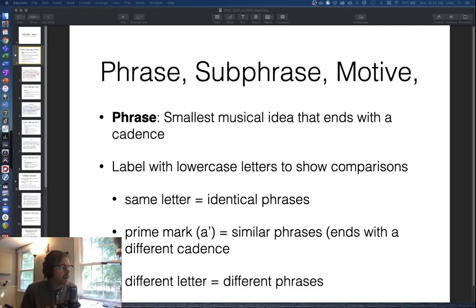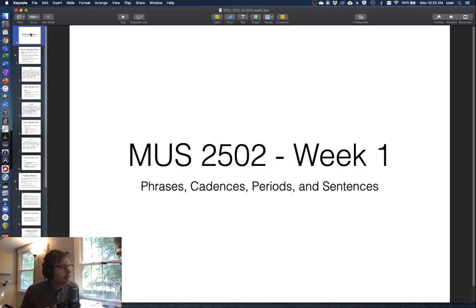Okay, this week I'd like to start talking about the small scale formal divisions of music that we can listen for quite easily, and as we go, we'll grow outward from there. As I said, we can think of form as a nested structure.